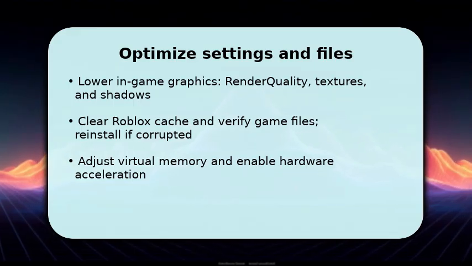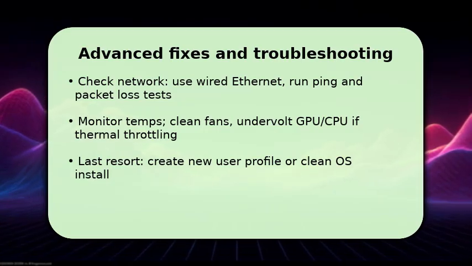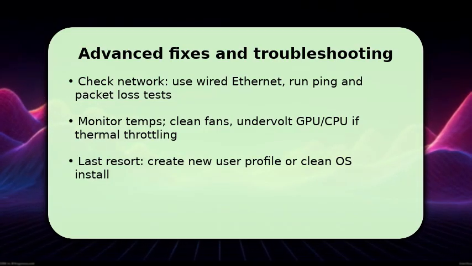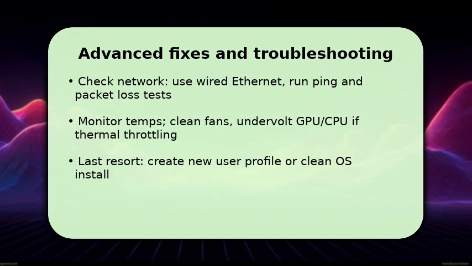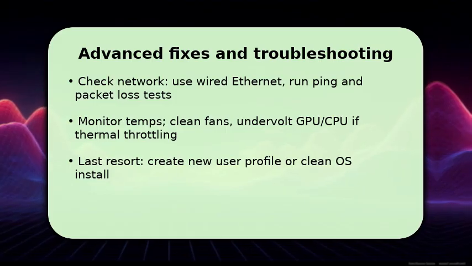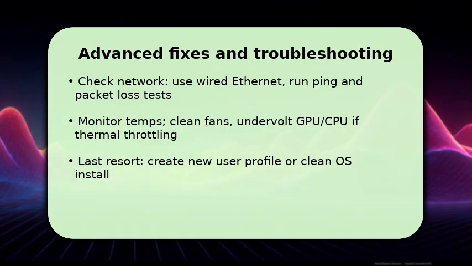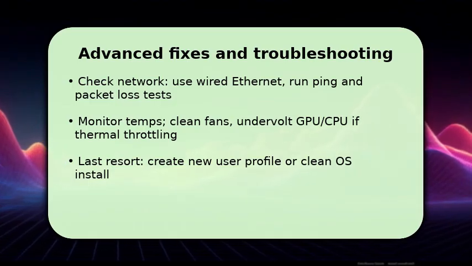Finally, address network and hardware edge cases. Use wired Ethernet or a stable Wi-Fi band because packet loss causes perceived freezing. Test ping and loss while playing. Monitor CPU and GPU temperatures. Thermal throttling freezes processes, so clean fans or adjust cooling, and consider conservative undervolting.